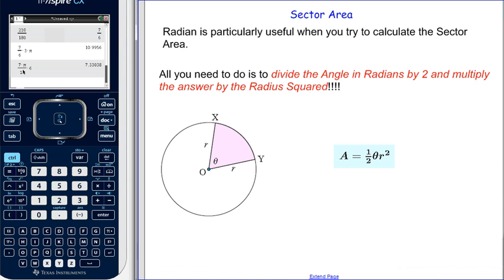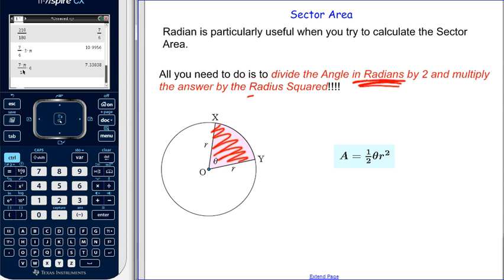Okay, sector area is the area of a sector. It's a section of a circle, like a slice of pizza. So this is a sector. To find that area, again, your angle, your theta, has to be in radians. So we're going to take that measure of that angle in radians, divide by 2, or in other words, multiply by 1/2, and then multiply by the radius squared.